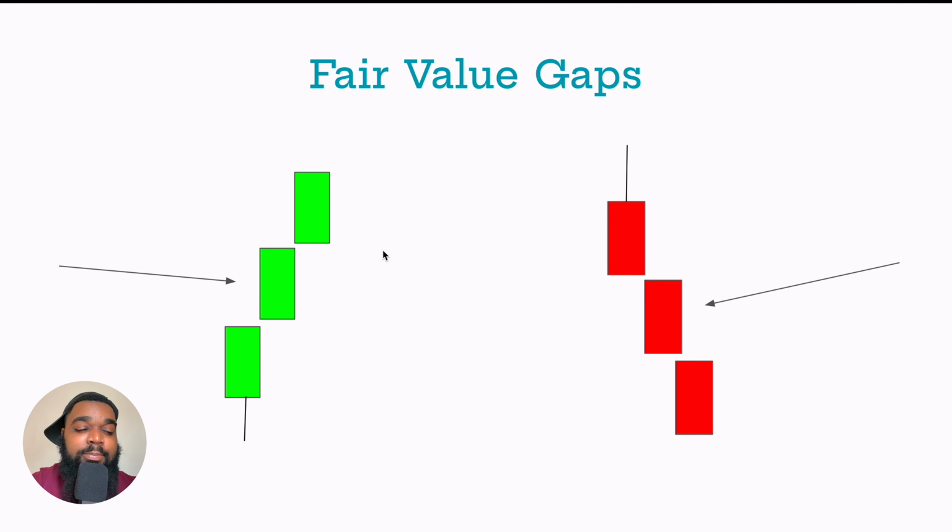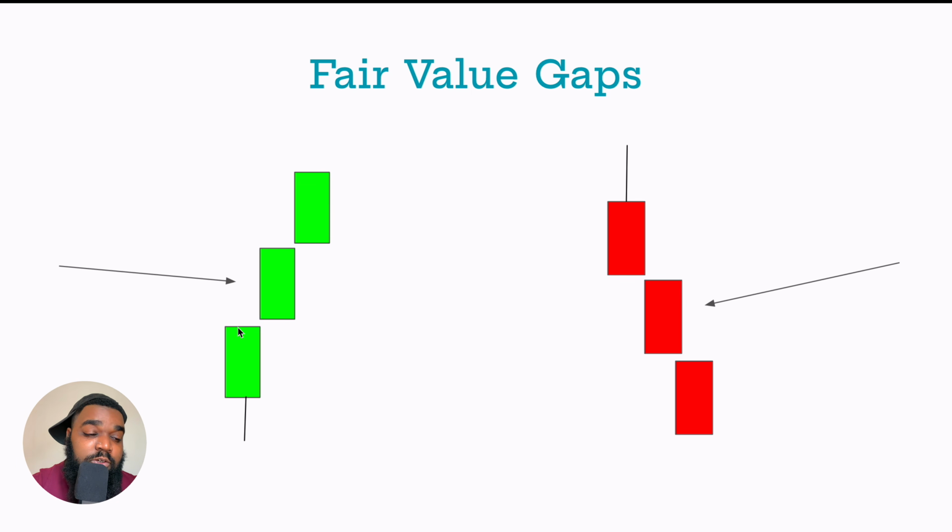So fair value gaps, they operate with 3 candles, right? So 1, 2, 3. 1, 2, 3. 3 candles. When each candle does not connect with a wick or a body, it leaves what is called a fair value gap. And so what that means is price is going very fast. So that typically means if you see fair value gaps, there are banks in the market, hedge funds, institutions moving the market. There's big money in the market when you see fair value gaps.